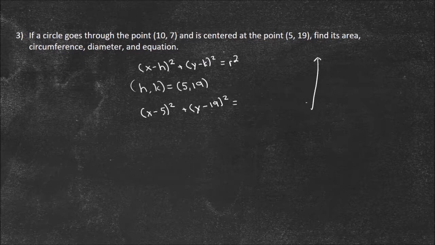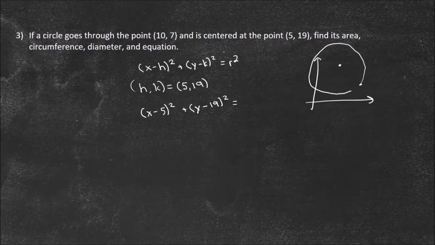Just a rough sketch of one. We're all in the positive quadrant, so I'll draw it here. We have (5, 19), we'll say that's here. Then I have (10, 7) here. So if I know this is on the edge of a circle and that other one's the center, I've got to be looking at something like this.